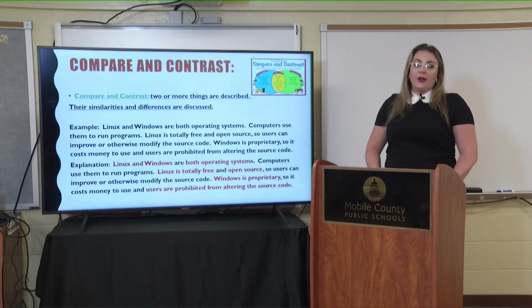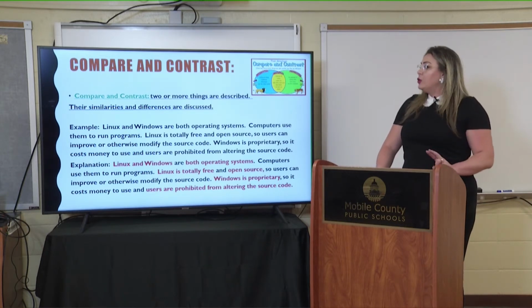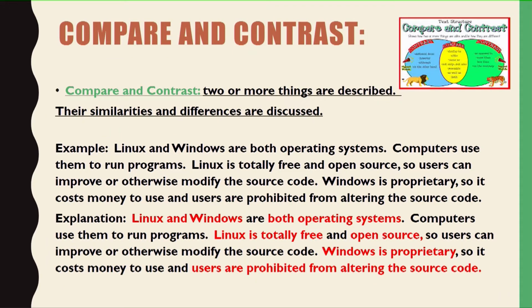Let's look at the next. It's compare and contrast. When we compare and contrast, this is when we have 2 or more things described, then their similarities and differences are discussed. Look at the example. Linux and Windows are both operating systems. Computers use them to run programs. Linux is totally free and open source, so users can improve or otherwise modify the source code. Windows is proprietary, so it costs money to use, and users are prohibited from altering the source code.